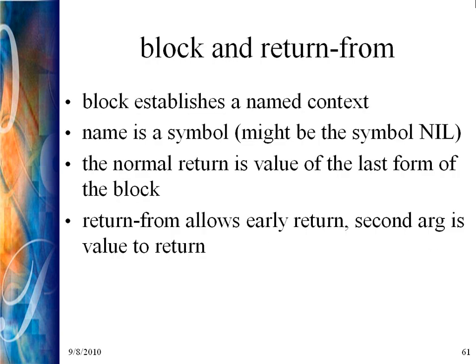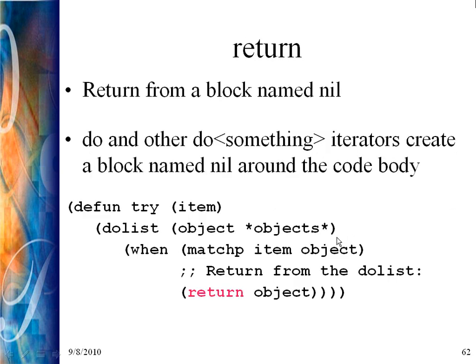So block establishes a named context. Name is a symbol, could even be the symbol nil. The normal return value is the last form of the block. Return from allows an early return. Second argument is the value to return.